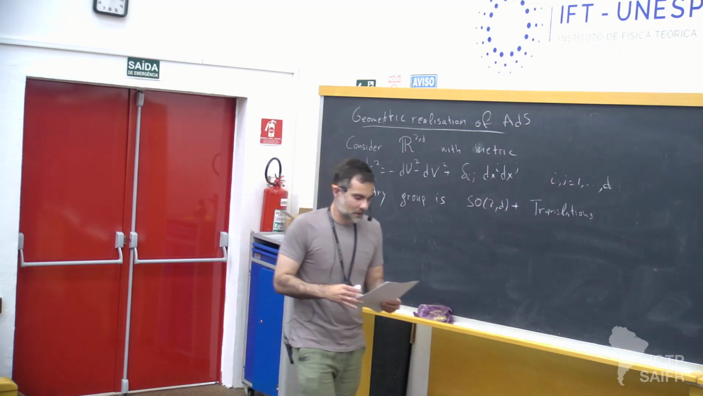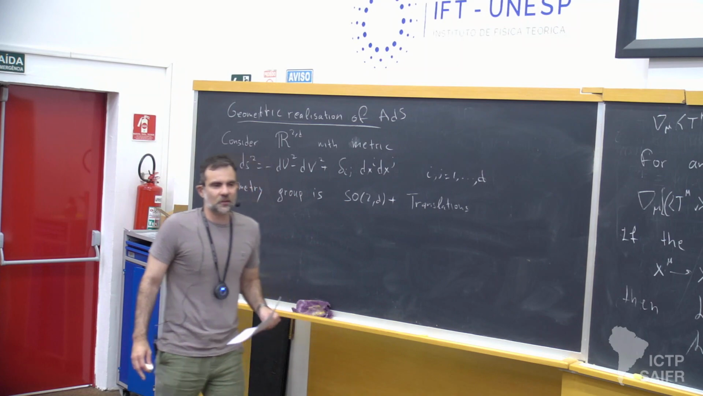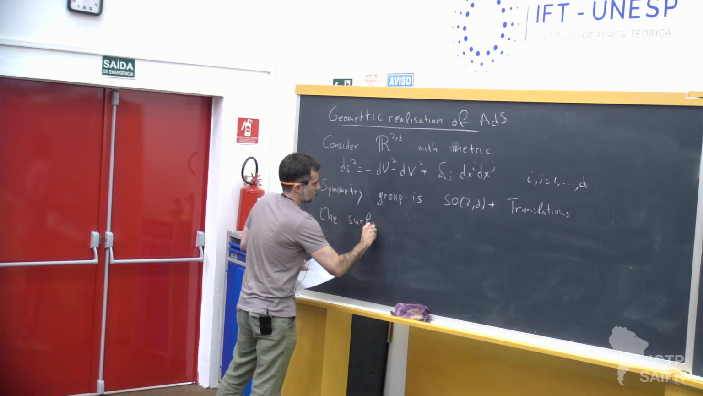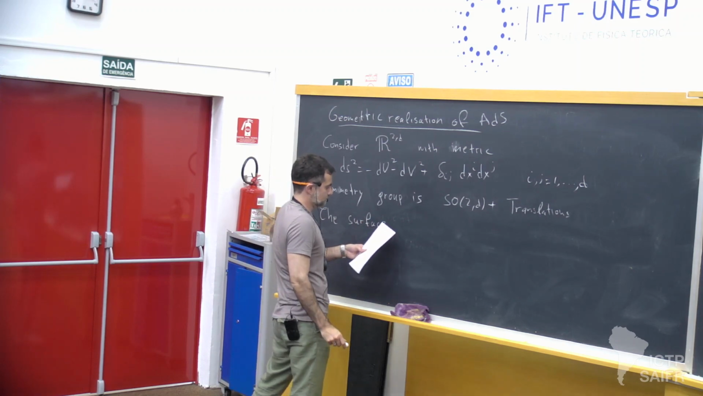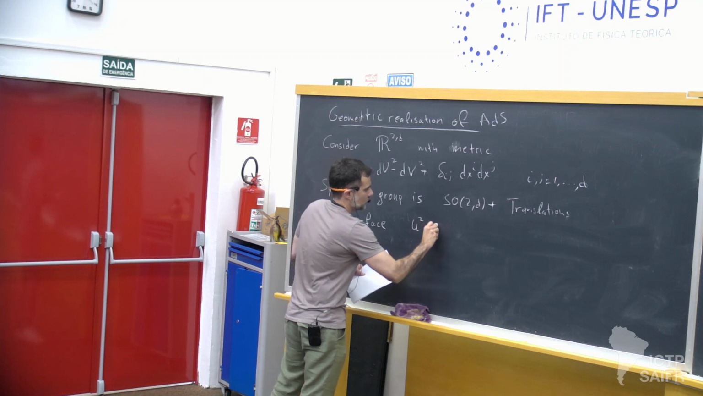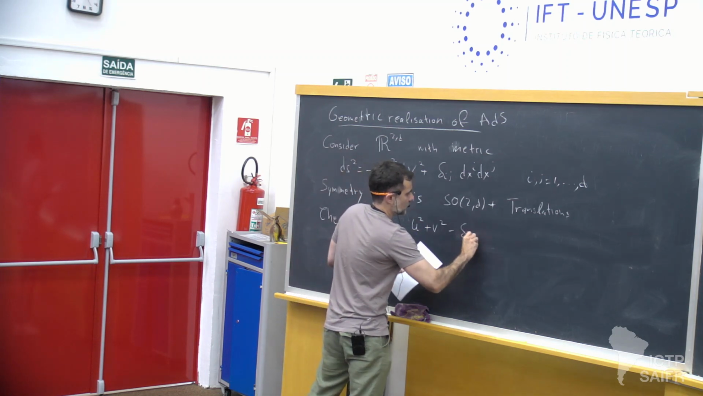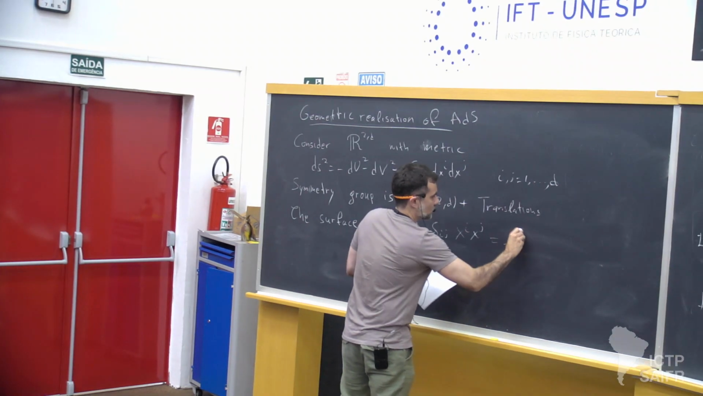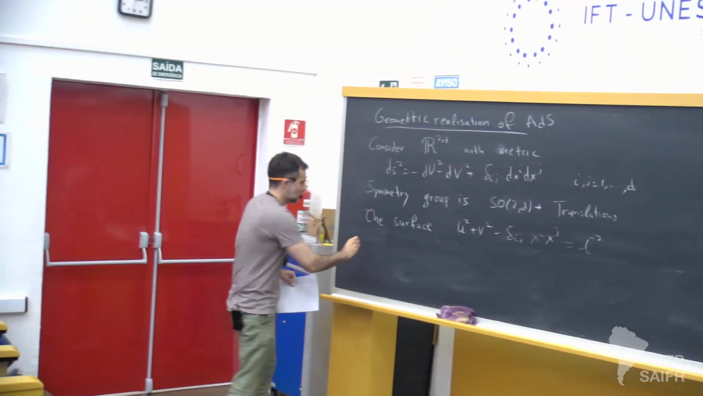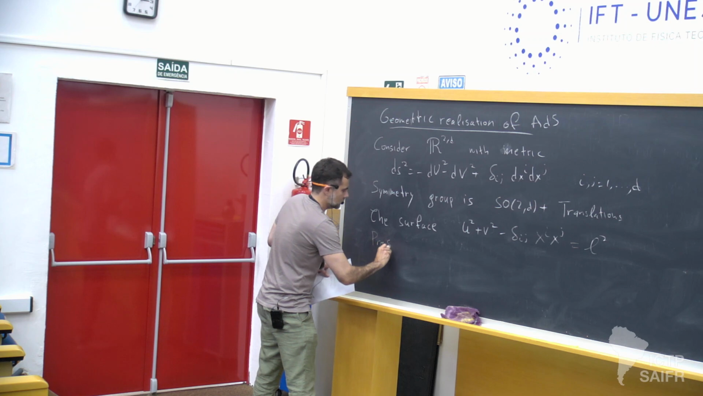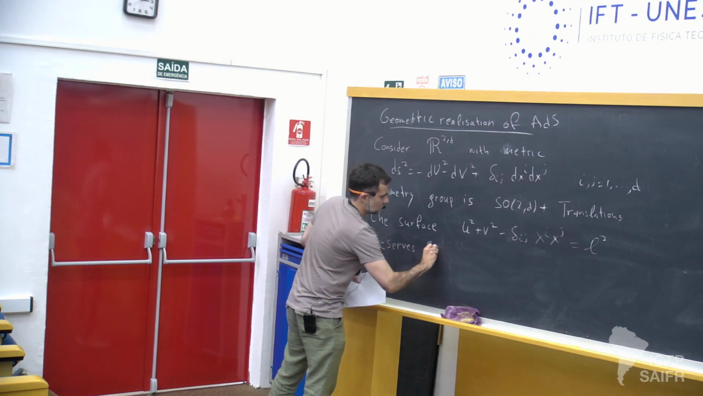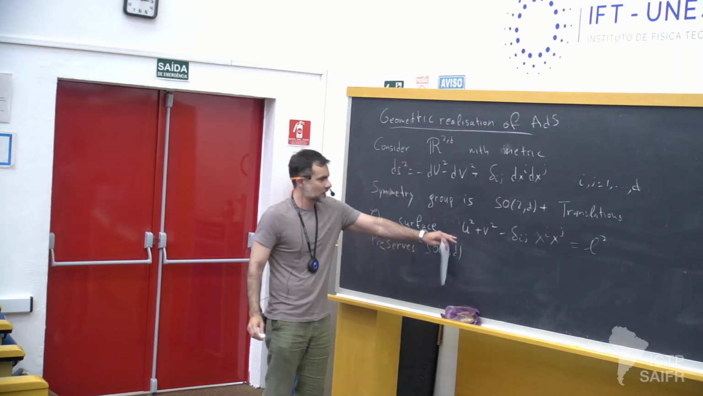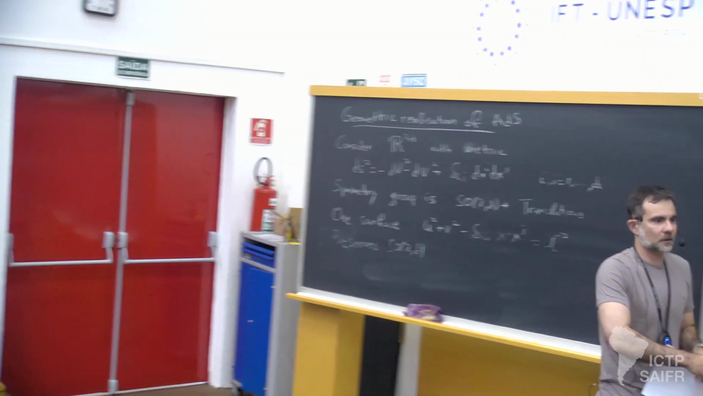So what could break the translational symmetry is just a surface. The surface u squared plus v squared minus delta_ij x^i x^j equals some number L squared certainly preserves SO(2,d), but it breaks translations. Okay, so that's exactly the surface that realizes the symmetry that I'm interested in.